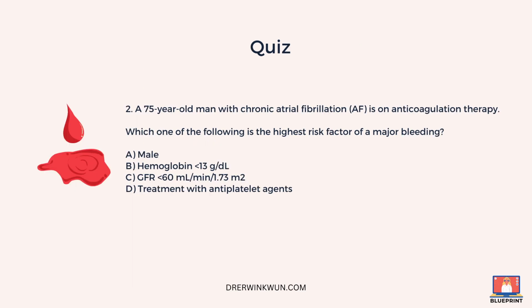Let's go over a second quiz now. So you've got a 75-year-old man who has chronic AF and is on anticoagulant therapy. Which one of the following is the highest risk factor for a major bleed? Let me know in the chat box. Okay, so we've got some people who think it's D, and then a few of you think it's B. Okay, the answer is hemoglobin under 13 grams per deciliter.